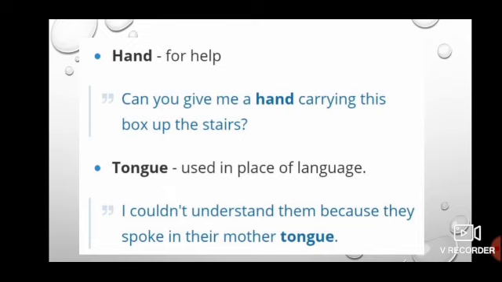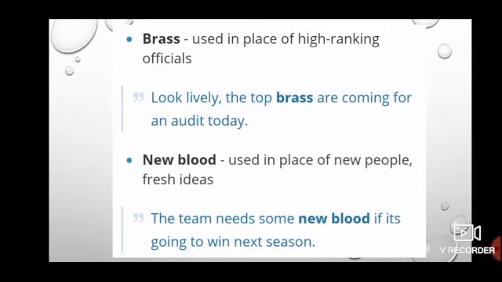Hand for help. Can you give me a hand carrying this box up the stairs? Tongue. Used in place of language. I couldn't understand them because they spoke in their mother tongue. Brass. Used in place of high-ranking officials. Look lively. The top brass are coming from an audit today.